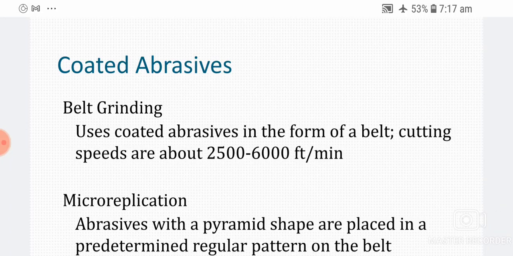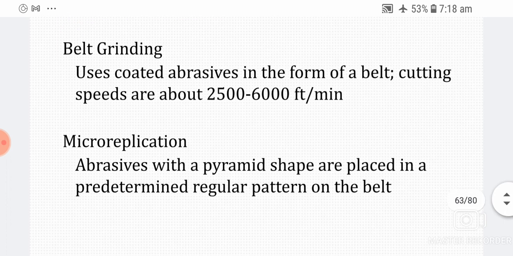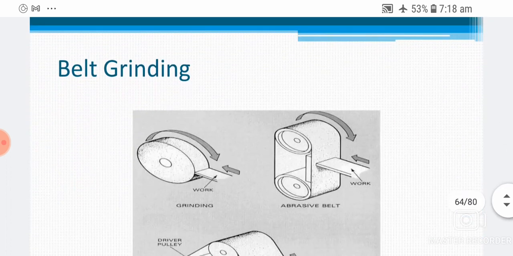Belt grinding uses coated abrasives in the form of a belt. Cutting speeds are about 2500 to 6000 feet per minute. Micro replications: abrasives with a pyramid shape are placed in a predetermined regular pattern on the belt. Belt grinding.